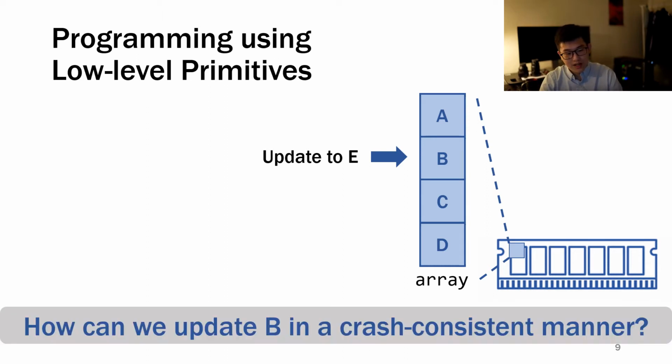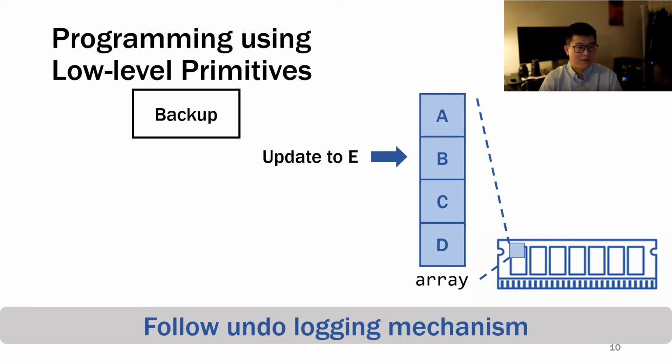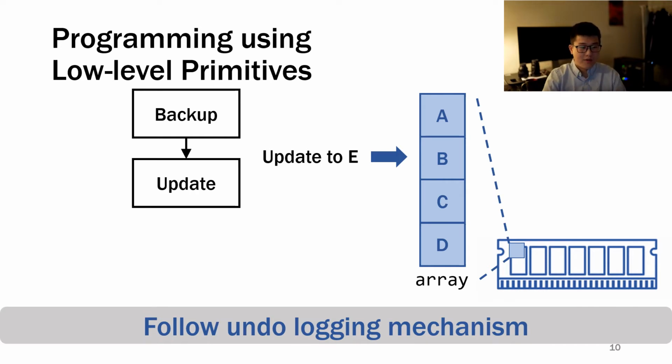So the question is, how can we update B in such a crash-consistent manner? Let's take a look at the mechanism of undo logging as an example. Before we do the coding, we're going to design a mechanism based on undo logging to guarantee the recovery procedure is possible. First, we want to have a backup of the copy B before we move forward on the update. This way we already have a backup for rollback. And once the backup is complete, then we can safely do the in-place update.